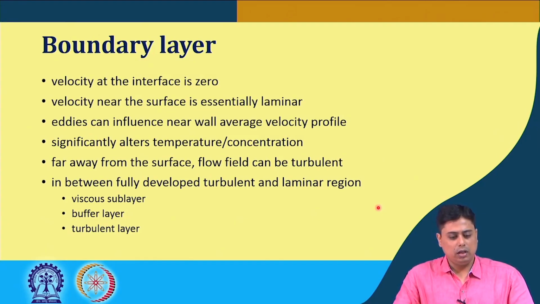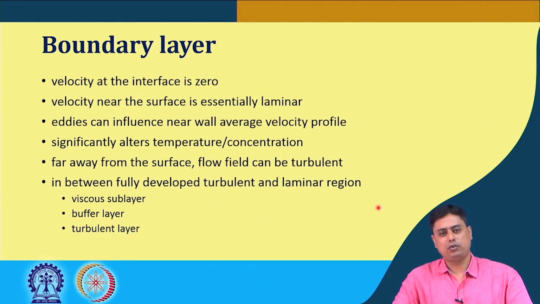So, within the boundary layer, there are a few points that you need to remember: the velocity at the solid-fluid interface is 0. Velocity near the surface is essentially laminar. It is a very low velocity flow. So, that is why we typically consider that the velocity near that plate, irrespective of its approach velocity, is laminar.